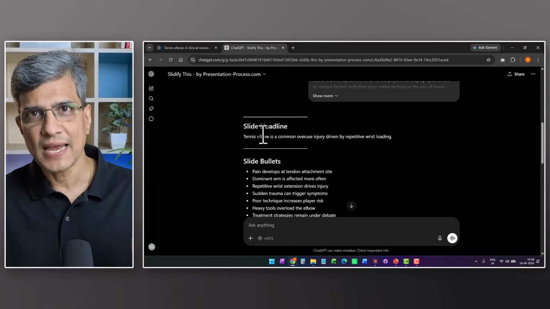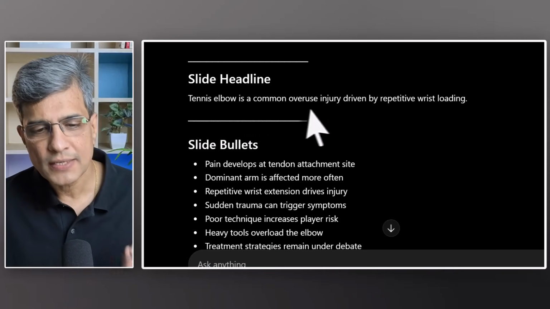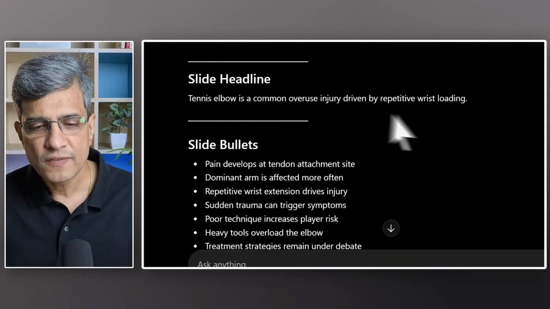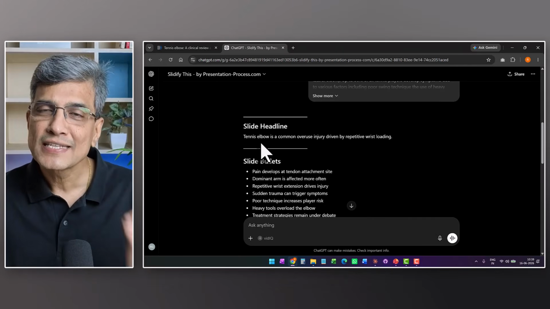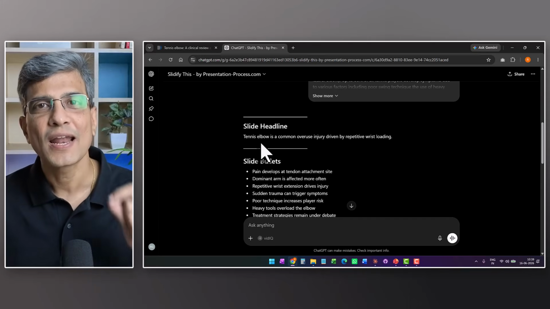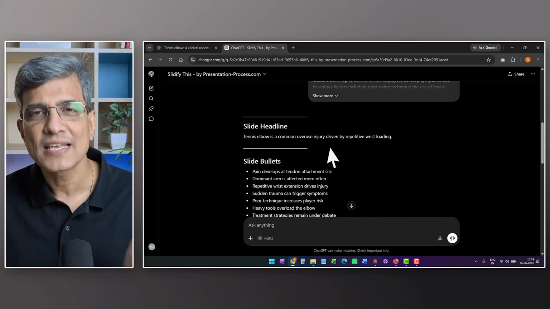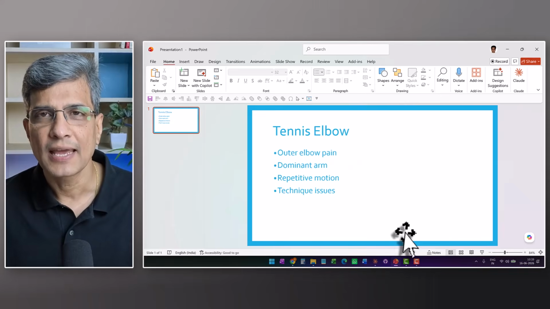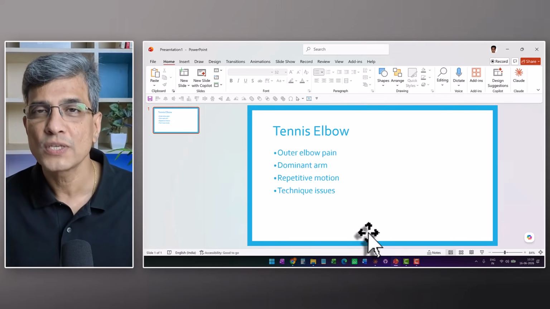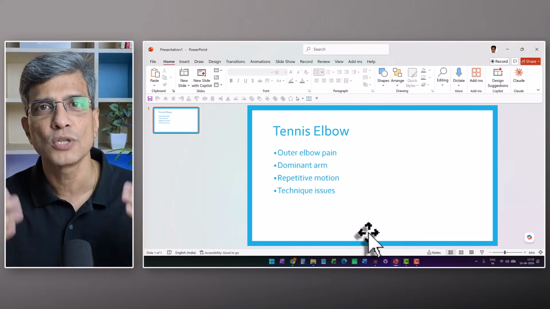First, you get a slide headline. Tennis elbow is a common overuse injury driven by repetitive wrist loading. Now you will notice that this is an assertion title or an action title where there is a claim made. Normally, doctors use a label headline like this, say tennis elbow, which doesn't really give any information to the participants.